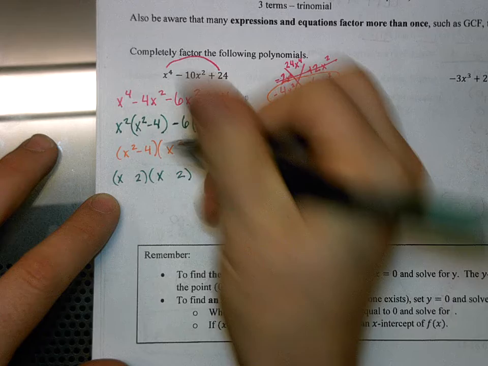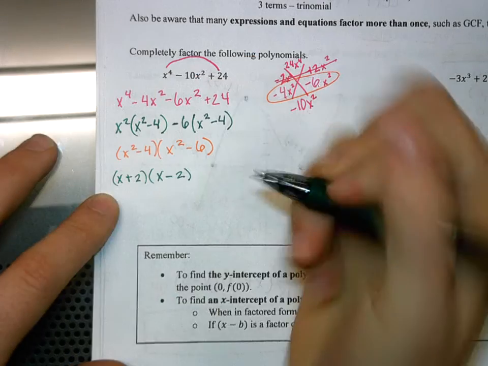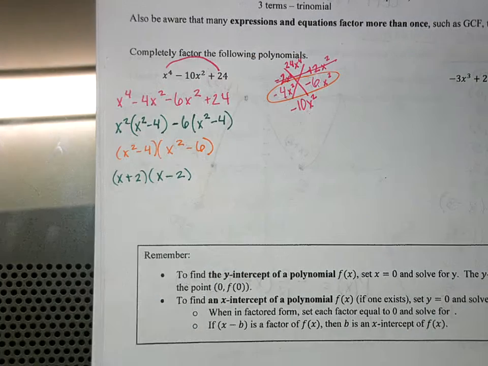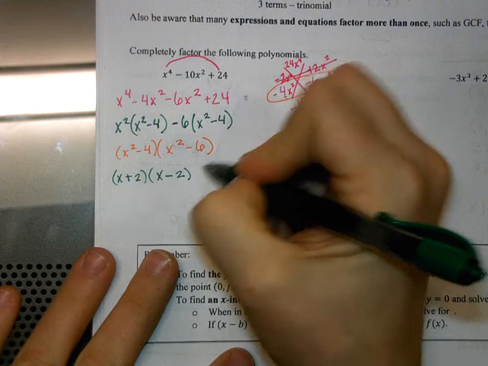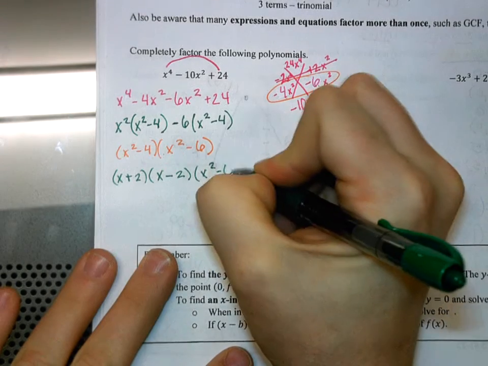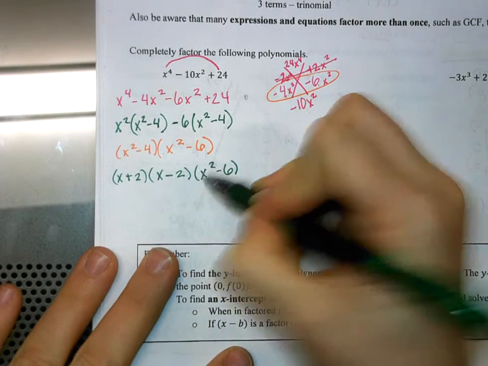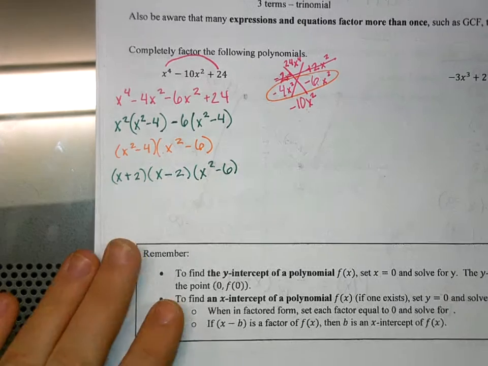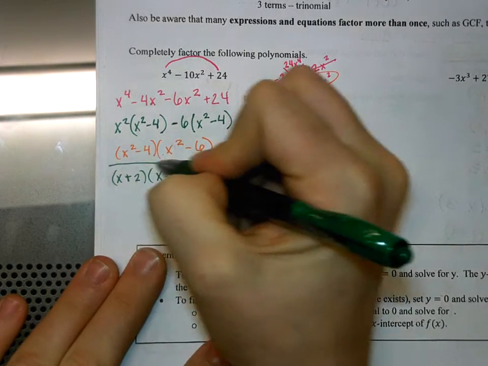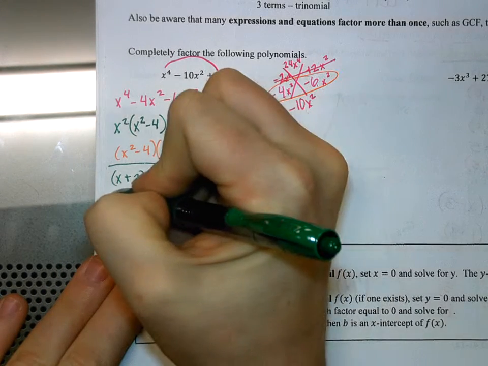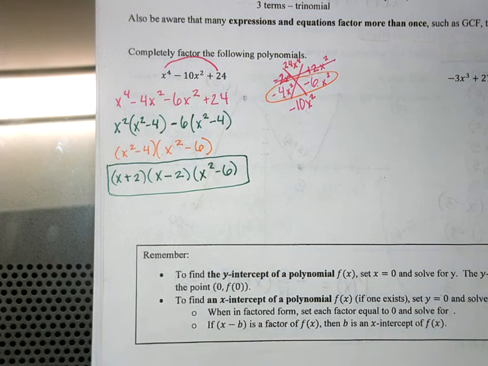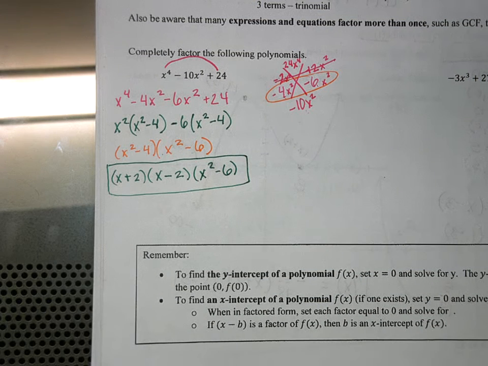And then one of them needs to be addition and one of them needs to be subtraction in order for your middle terms to cancel out. And I still have this x squared minus 6 left over. Okay, nothing else is factorable, so that is completely factored on that first example. Questions?